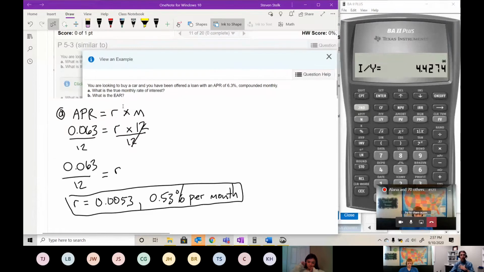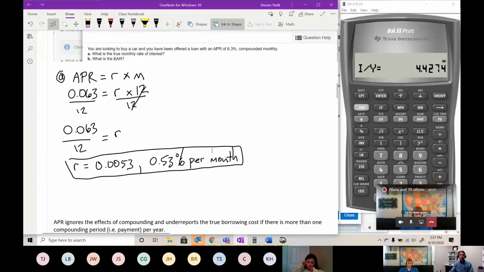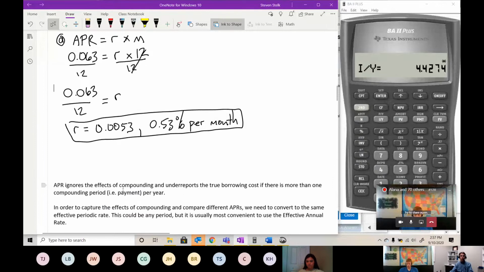Part B says, what is the EAR, or effective annual rate? The issue with the annual percentage rate is that it ignores the effects of compounding, right? Meaning, as we saw when we were calculating future value, when you have multiple payments, each payment has a little bit of interest in it, and that interest is going to earn more interest. And so you've got this compounding effect of interest on interest happening, and the APR ignores this effect. They just take the periodic effective rate times 12 and good enough, right? So if you've got more than one compounding period per year, the APR is actually underreporting the effective rate.